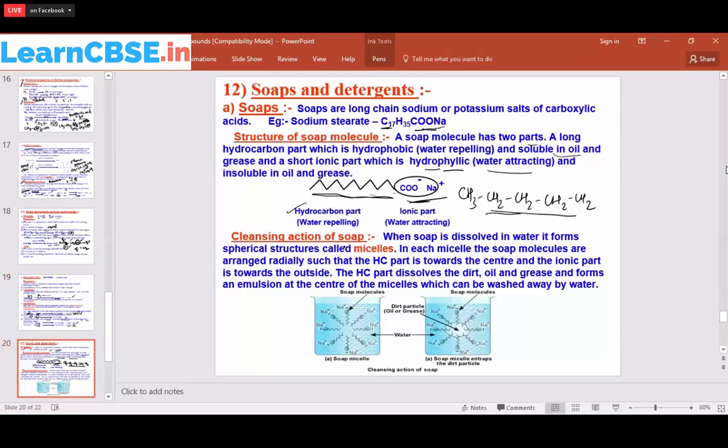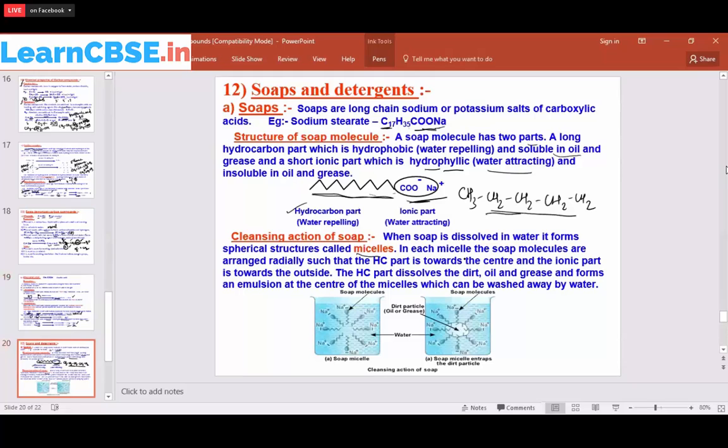Now, the cleansing action of the soap. Now we are going to see how the soap molecules remove the dirt from the cloth. When the soap is dissolved in water, it forms spherical structures called micelles. So we have added soap molecules in the water. This is the long hydrocarbon chain and this is the COO minus and Na plus. Like this it forms the spherical structure, which we call micelles.